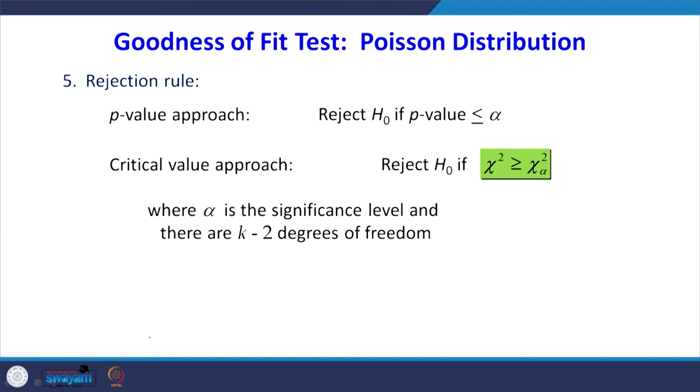There are two ways for the rejection rule. P value approach: reject H naught if the p value is less than or equal to alpha. If you are following the critical value approach, reject H naught if the chi-square calculated value is greater than the chi-square critical value which you got from the table, where alpha is the significance level and there are k minus 2 degrees of freedom. You should remember how this k comes: it is k minus 1 minus p, because the Poisson distribution has one parameter, only the mean. So the value of p is 1, so it has become k minus 2.